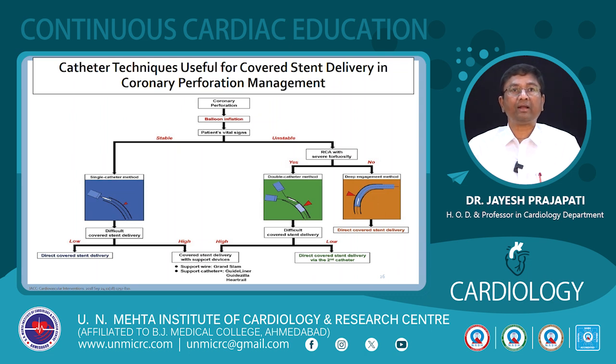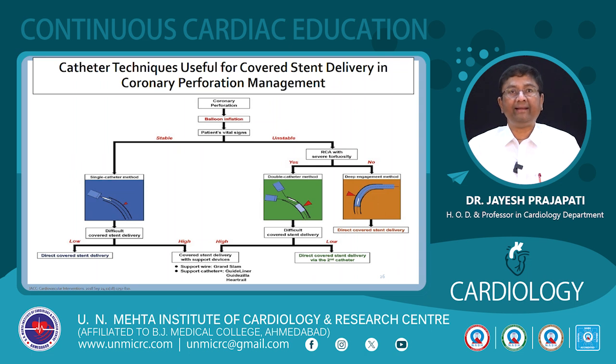Either you can put two guides. Suppose you are doing the right radial, take another access to the femoral. Suppose the balloon caused a perforation, keep the balloon inflated there, and from the other site like femoral, you take another guide and engage with that guide. Disengage the original guide, put a second guide and pass a wire and put a covered stent, and temporarily deflate that balloon and pass the covered stent, inflate it.